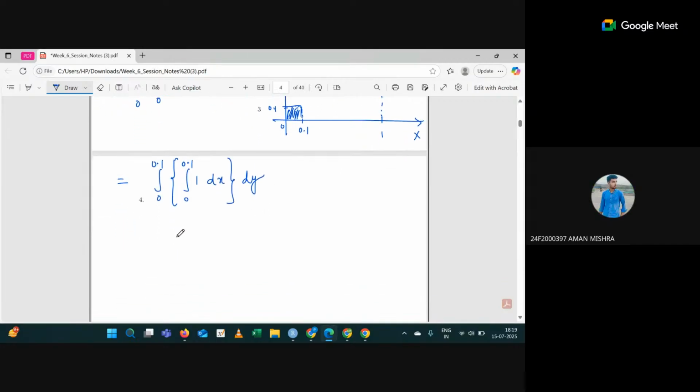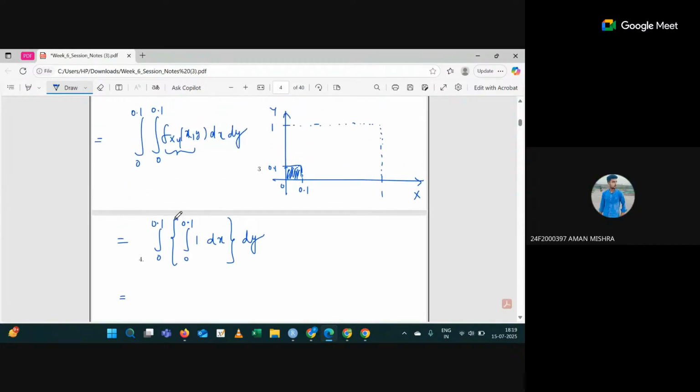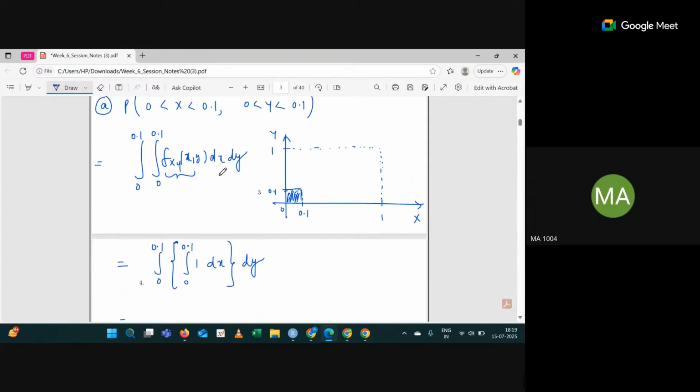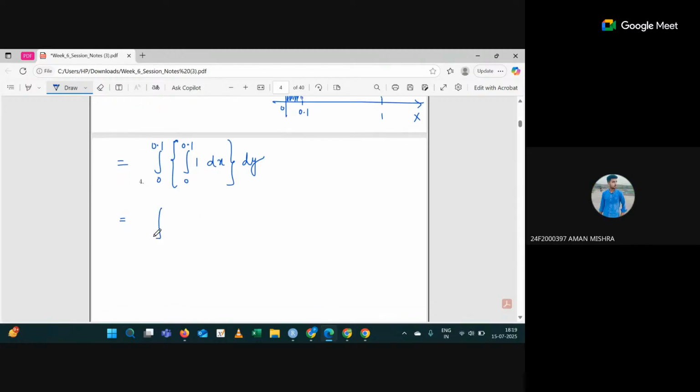Can we swap the order of dy and dx? Yes, you can. It doesn't matter. The answer will be the same, because at the end you put in the values.